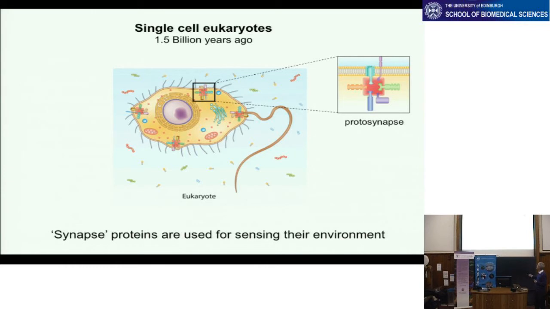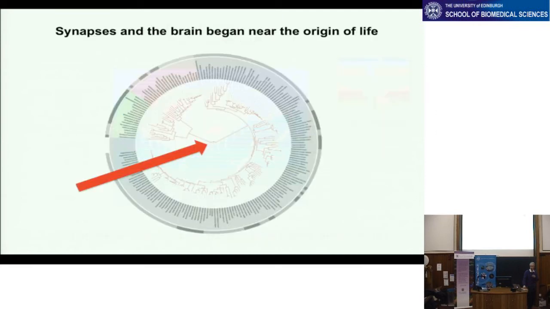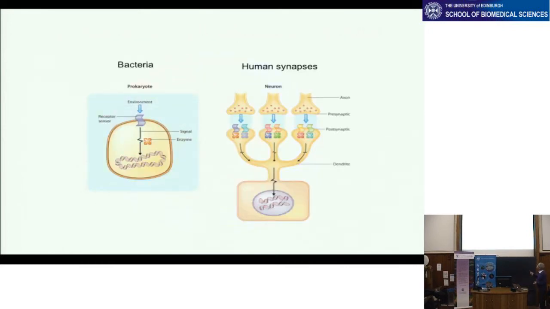So these synapse proteins are used for sensing their environment. Now, I find this really quite striking: when you look at this tree of life here, and you look at the very earliest points, what is called the universal common ancestor of all living things, you will find that there are synapses and the brain began near the origin of life, and that is because you can find in these prokaryotes or bacteria sensing proteins on the surface and signaling proteins within the cell.